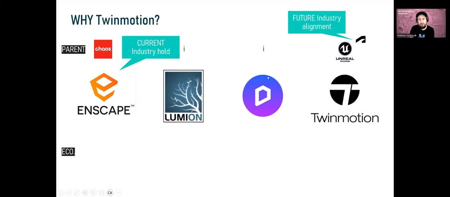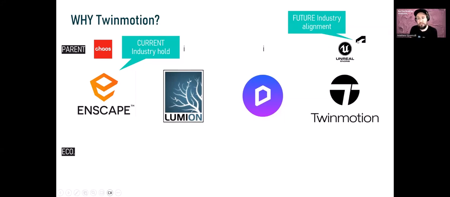Lumion and D5, they're independently owned. I honestly think they will be a niche tool because they're independent. And Twinmotion, the same way that Enscape was acquired, Twinmotion was acquired by Unreal Engine. For those of you that don't know Unreal Engine, it is the main product of Epic Games. Epic Games are the same people that make a variety of video game tools, a variety of games themselves, Fortnite being the most popular title. And Unreal is becoming, in its own way, a kind of game engine for a lot of different industry connections.